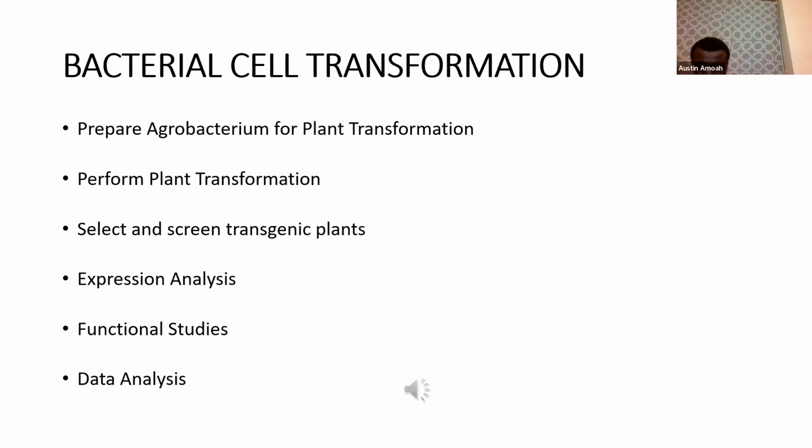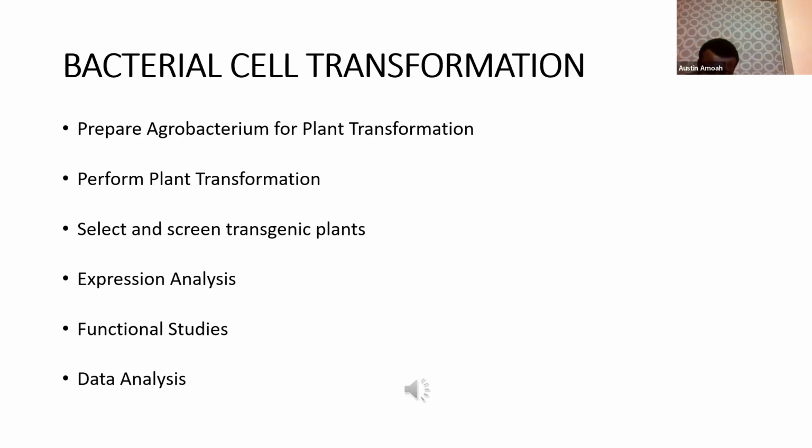So we prepare the Agrobacterium for plant transformation. So we transform Agrobacterium tumefaciens with a confirmed PMDC32 plasmid and perform plant transformation using the Agrobacterium-mediated method suitable for the plant species. So in this case, we are considering Arabidopsis thaliana. So we are going to use the floral dip for Arabidopsis thaliana. And then we will select and screen the transgenic plant based on the presence of the selectable marker and confirm the stable integration of the gene of interest by PCR or other molecular methods.